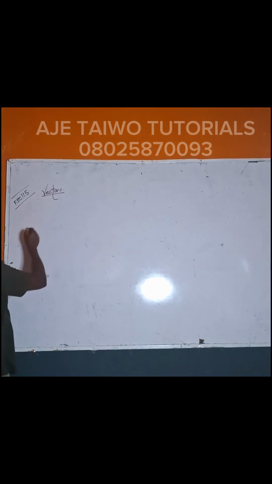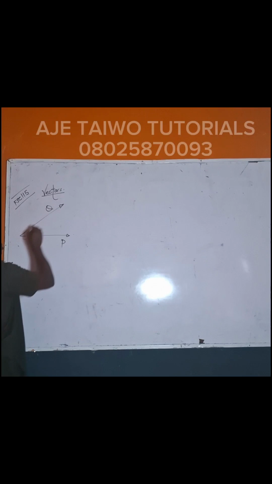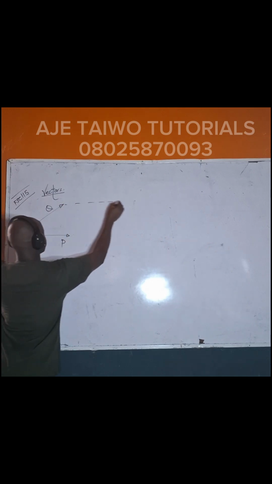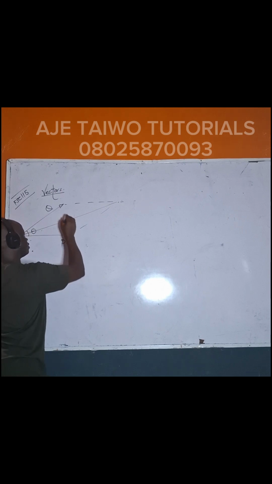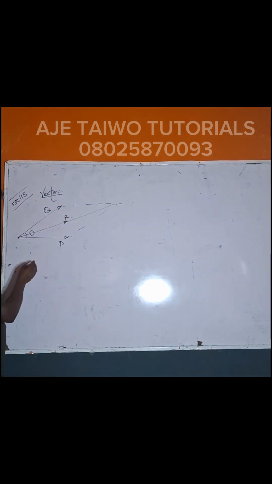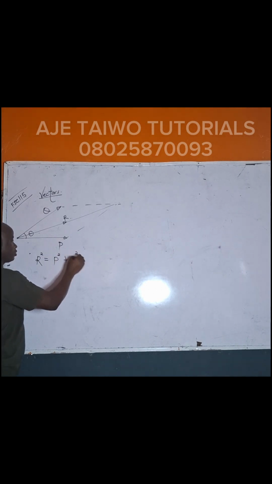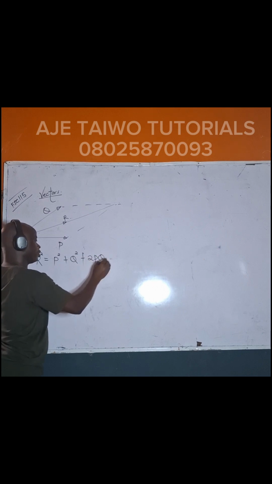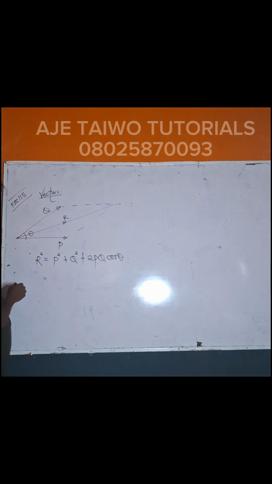So I said for two vectors P and Q, which are at angle theta to each other, the resultant is drawn from the point of intersection of the line of action of the two vectors. This is the point of intersection of the line of action, and this is the resultant, R. And I showed that R squared is P squared plus Q squared plus 2PQ cos theta, where theta is the angle between the two vectors.